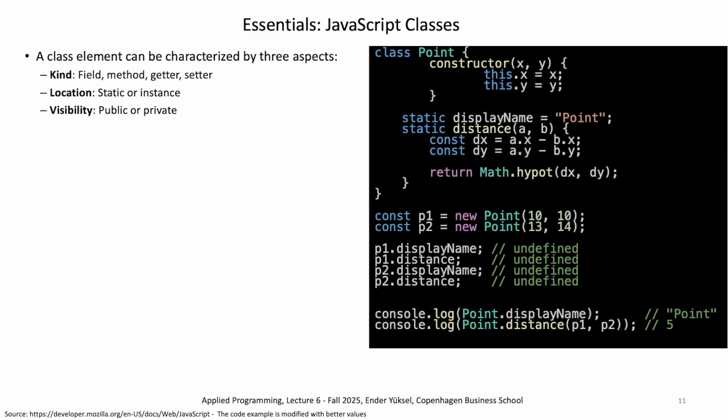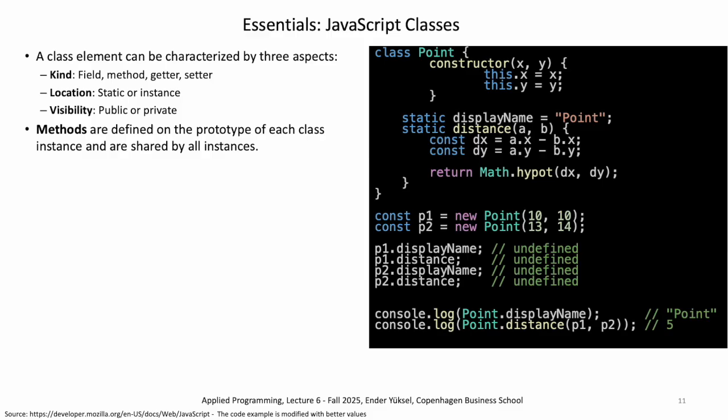Location is about where it lives. Static means it belongs to the class itself. For example, both display name and distance elements are static. Instance means it belongs to each individual object. In the example, X and Y are instance members. Visibility, public or private. We will give an example on that later in the next slide.